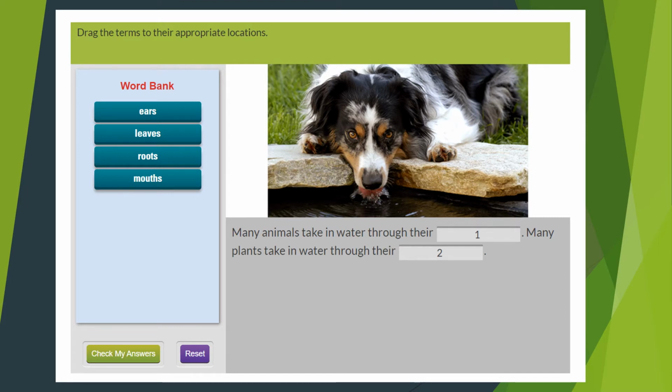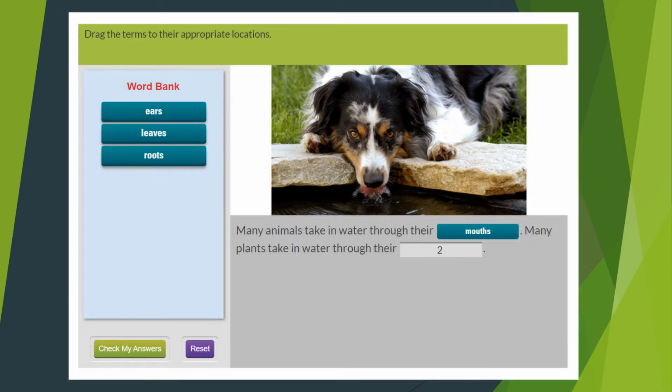Well, that animal doesn't have any leaves, does it? So we know it's not that, and it doesn't have roots. So does the dog use his ears or mouth? I think you might be right. Let's try putting mouth. Okay, good job. That's correct.